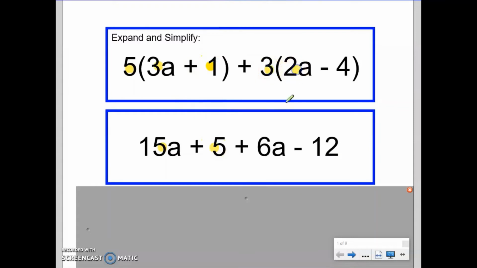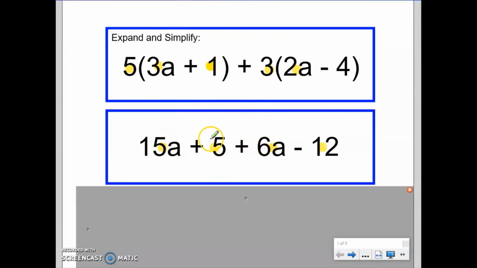3 times 2a is 6a. And 3 times -4 is -12. So I've done two lots of expanding single brackets, and I'm left with this quite long expression. But what you will see at this point is we have 15a's here and 6a's here. So we can collect those terms together because they are a similar term. They are a like term. So I can put those together to be 21a's.